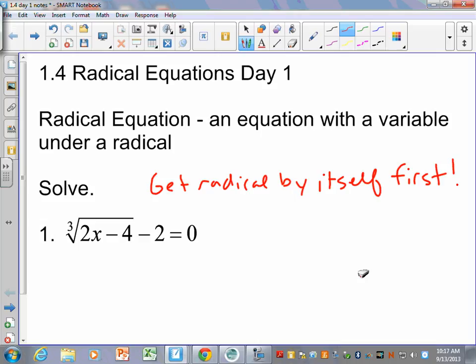Cube root of 2x minus 4 minus 2 equals 0. Before you start trying to undo that cube root, you want to get this by itself. So I'm just going to add 2 over. So I would get the cube root of 2x minus 4 equals 2.